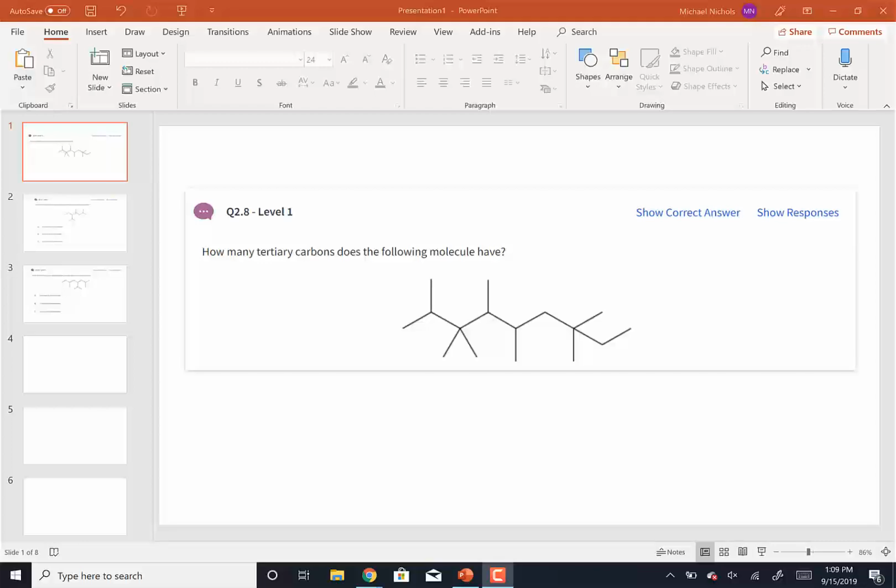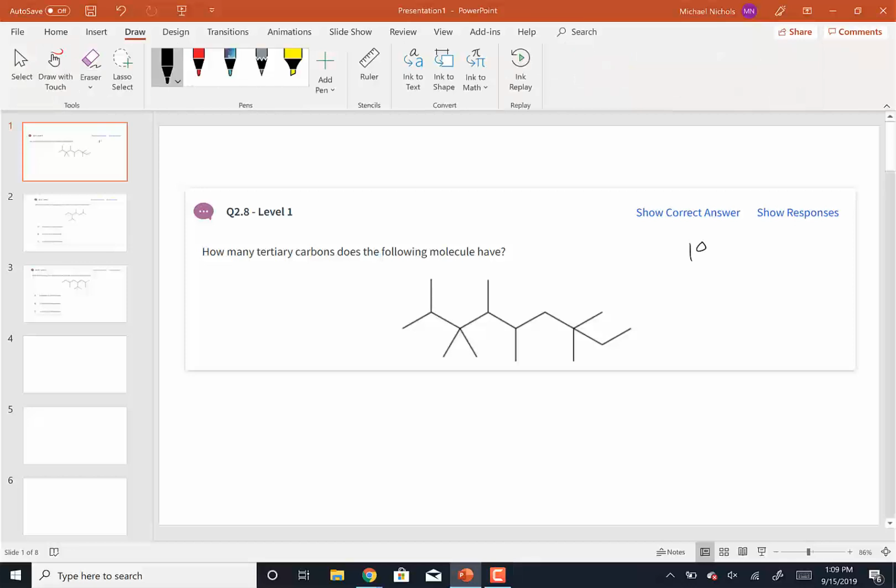Okay, a question was asked about question 2.8. The question is, how many tertiary carbons does the following molecule have? So remember what a primary, secondary, and tertiary carbon are.